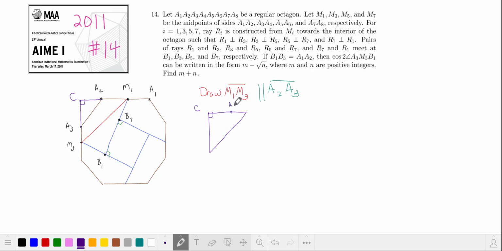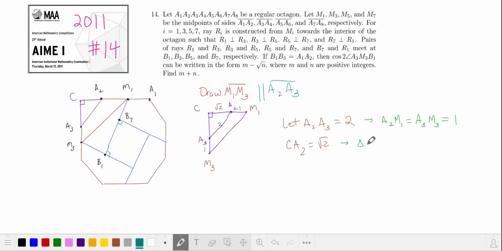So we have A2 and A3 over here. This forms an isosceles right triangle. Let's let the side length of our octagon be 2. So this distance is 2, which means the leg of our right triangle, CA2, is going to be the square root of 2. M1, M3 are midpoints of the sides of our octagon. So we have A2, M1, and A3, M3 are half the side length, so these distances are 1.